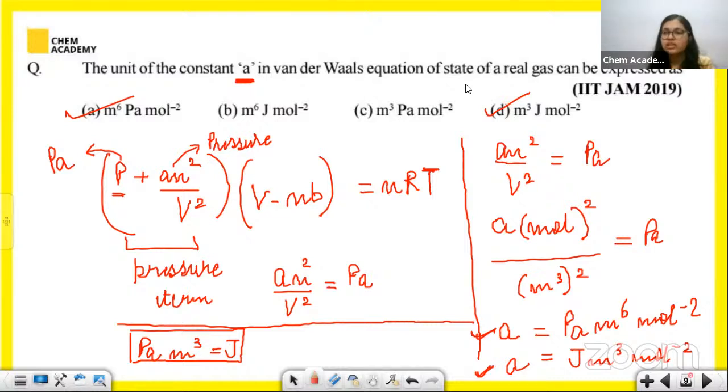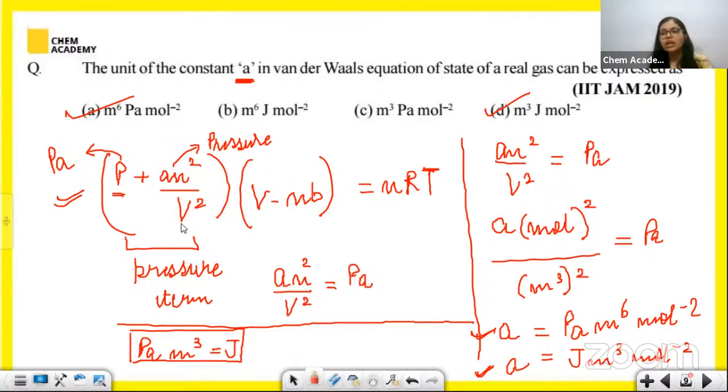So in this question, the unit of the constant A in van der Waals gas equation of state of a real gas can be expressed as. So, as I had explained earlier, only a pressure term can be added to another pressure term. We know that the equation for real gas is P plus aN square by V square into V minus nb equals nRT. This is the equation for real gas. Now, we have to find out the unit for A.